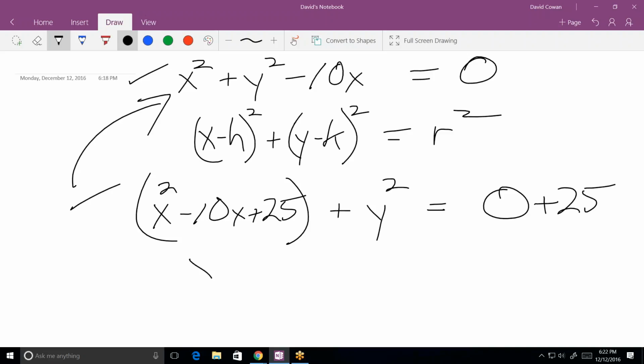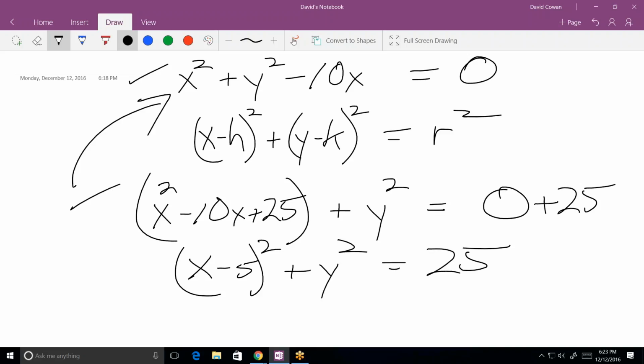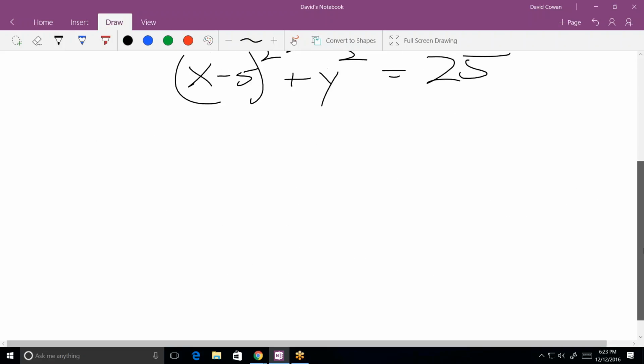Now rewrite that in terms of a binomial squared. X minus 5 squared plus y squared equals 25. Now you know how to graph the circle. Where's the center? 5 comma 0.